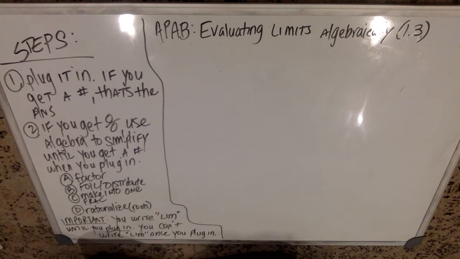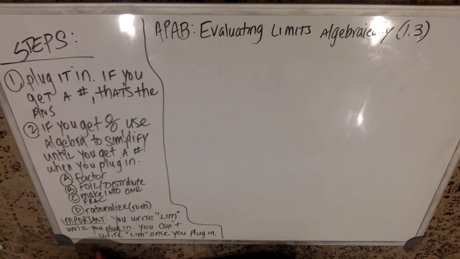So first thing you're going to do is plug in the value that you're approaching, right? So if it's the limit as x approaches 5, you're going to plug in 5 for x, and if you get a number, that's it. Now I'm going to jump down to the bottom for a sec and talk about how you write limit until you plug in the value. Once you plug in, you can't write limit anymore, and I'll show you what I mean by that.